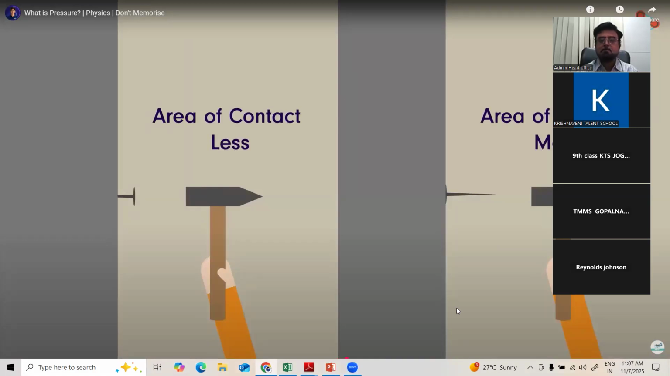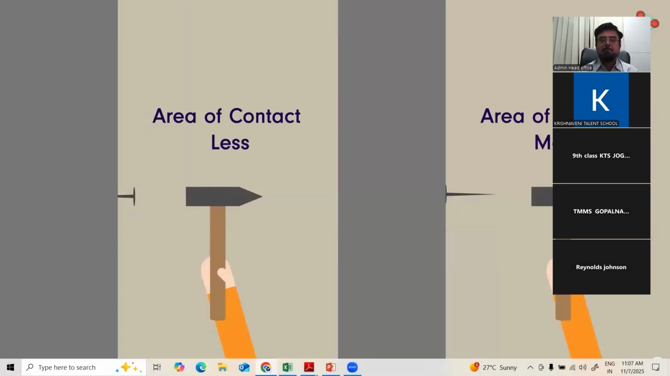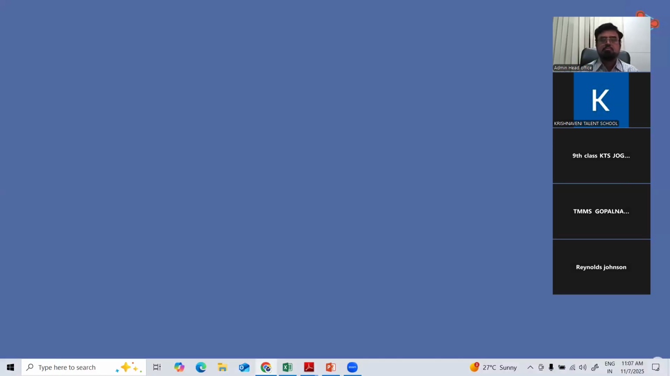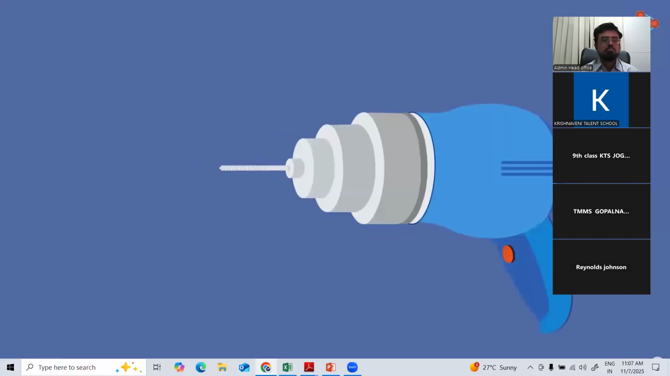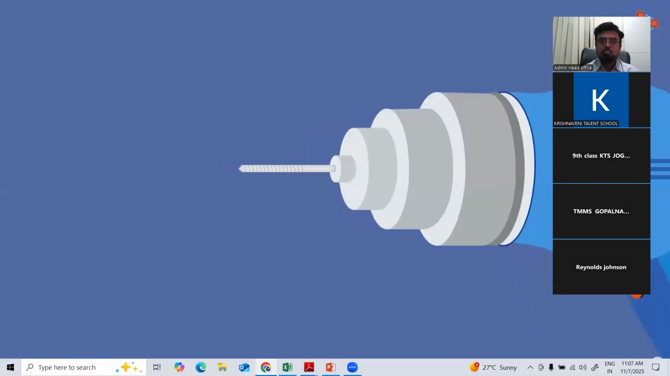Hence, the pressure applied by the tip on the wall is greater than the pressure applied by the flat surface. That is why it is easy for the tip of the nail to penetrate through the wall. You can even use drill machines to drill a hole into the wall. You see that it has a pointed tip for the same reason.